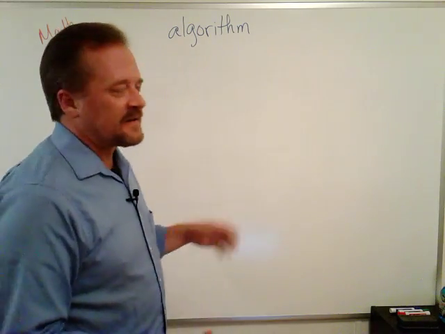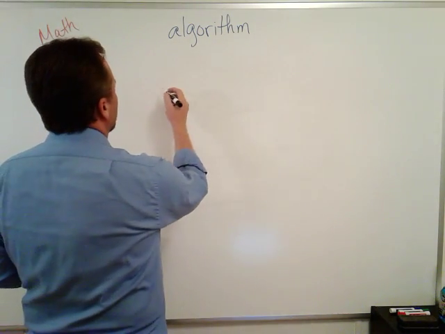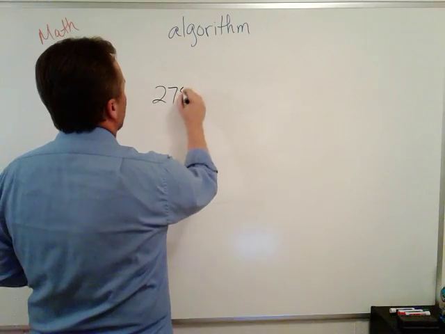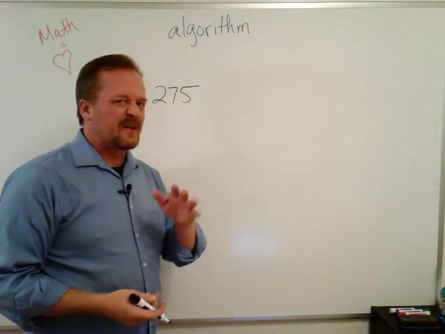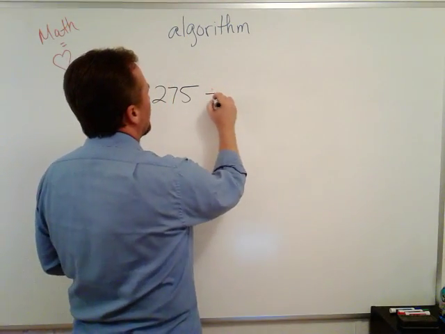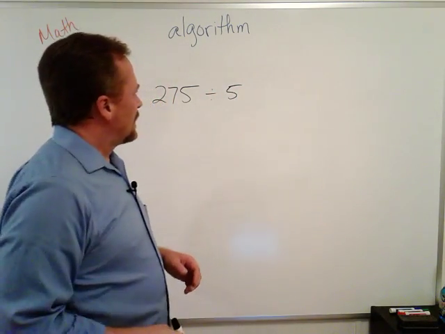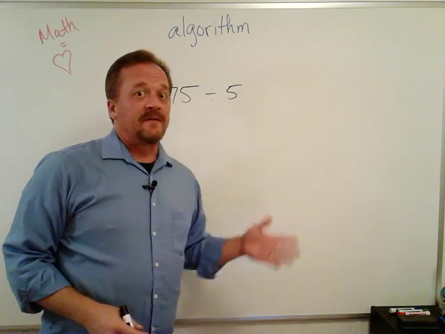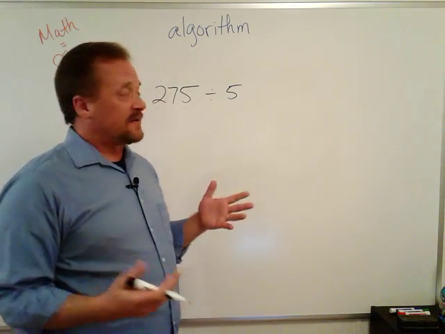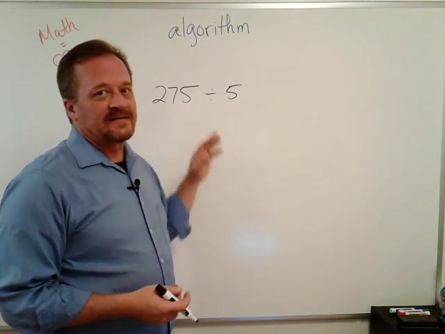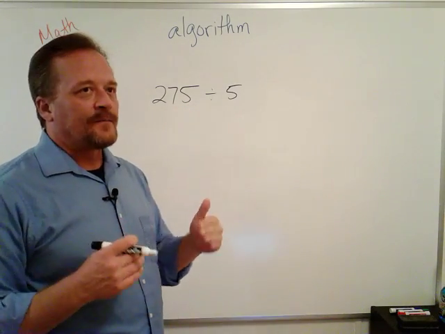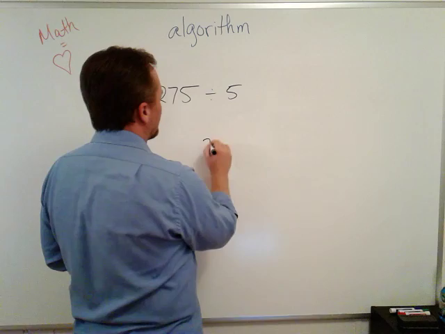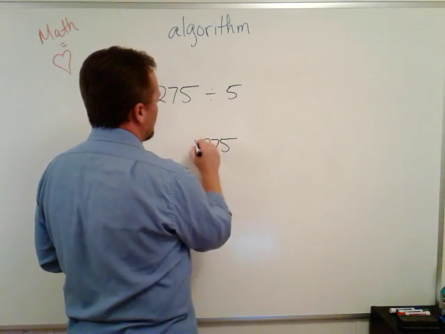For instance, if I have a number like 275, and I want to divide that by just 5, let's keep it kind of simple. If you remember the rules of divisibility, you basically know that 5 can go into 275 because 275 ends in a 5. So we know we're going to get a nice even number. So let's go over the steps. Let's just do a quick review.